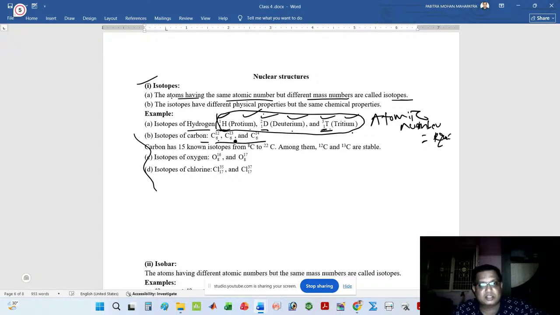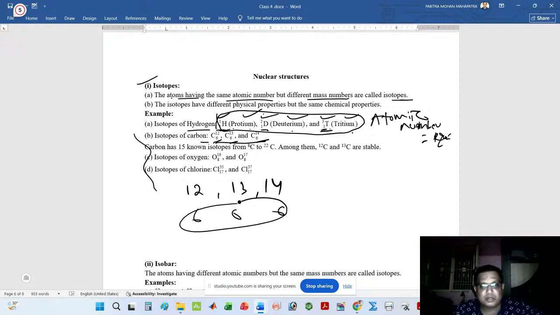C-6-12, C-6-13, C-6-14. Here the atomic number is 6, here also 6, here also 6. But the mass numbers are 12, 13, and 14 respectively. Here the atomic number is the same, but the mass number is different. So I can say that C-12, C-13, C-14 are called isotopes.